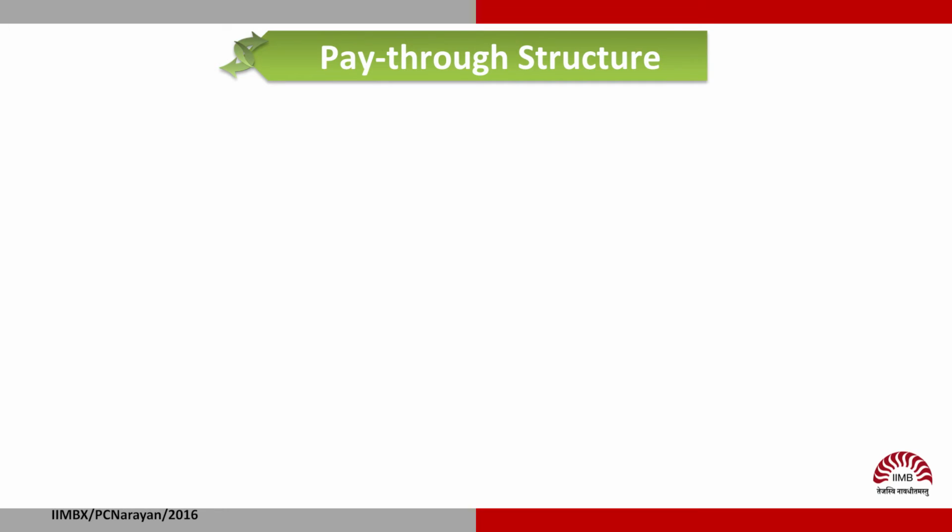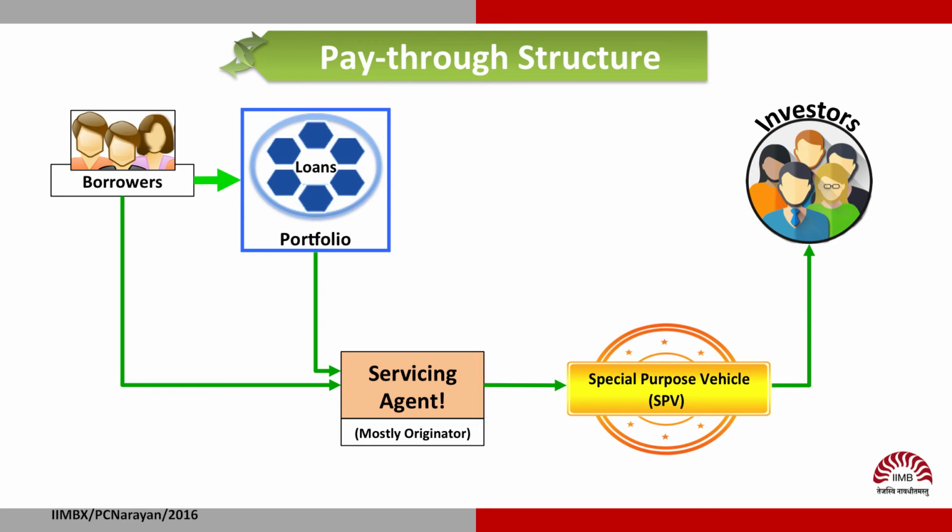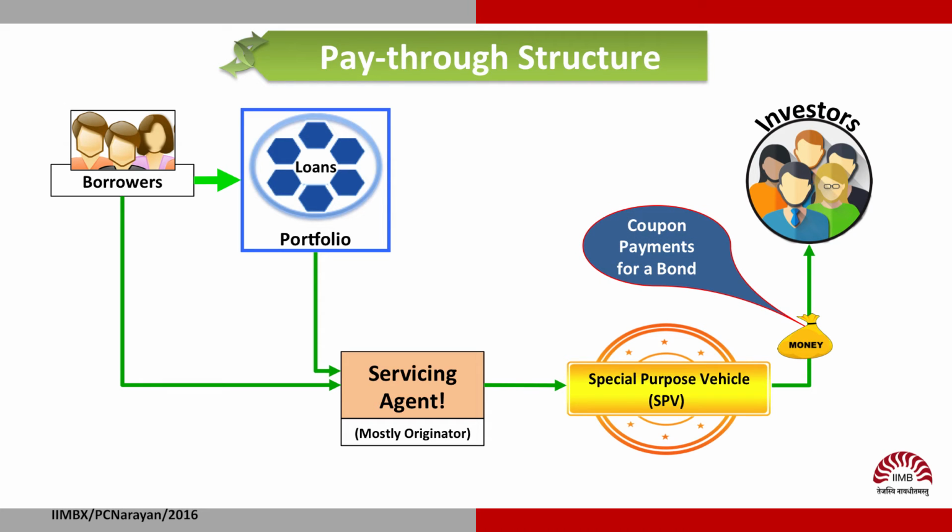Now let's look at the pay-through structure. Unlike in the pass-through structure, where payments are effected to the investors as soon as they are received from the originator, in the pay-through structure, payments are effected to investors only on pre-specified dates. In effect, pay-through structures function like coupon payments for a bond.